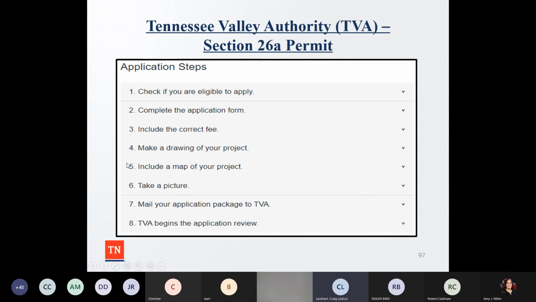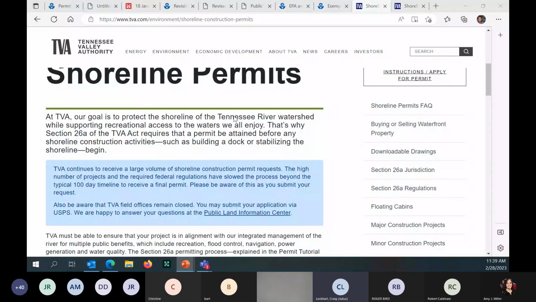Hey, Amy, I'm going to jump back in for you for 2 seconds. All right, adding on to what Amy alluded to, Section 26A of TVA: in the process of reviewing and getting ready for this presentation, Amy and I did not know that this permit existed. So I'm sure a lot of people may not know about this permit requirement through TVA. But doing our research and preparing for this, we learned a lot about it. That's why we're sharing this information with you guys.